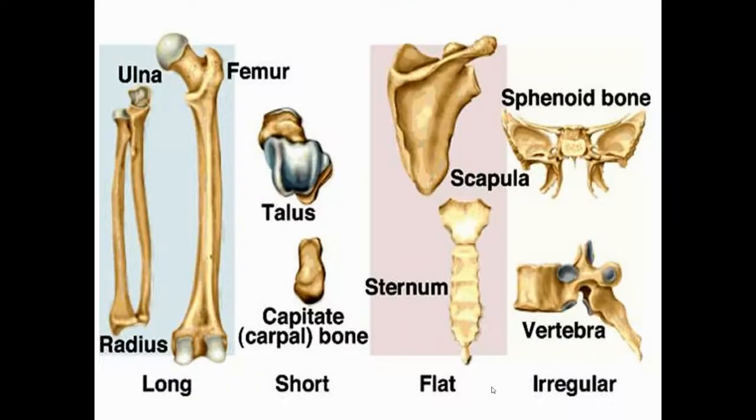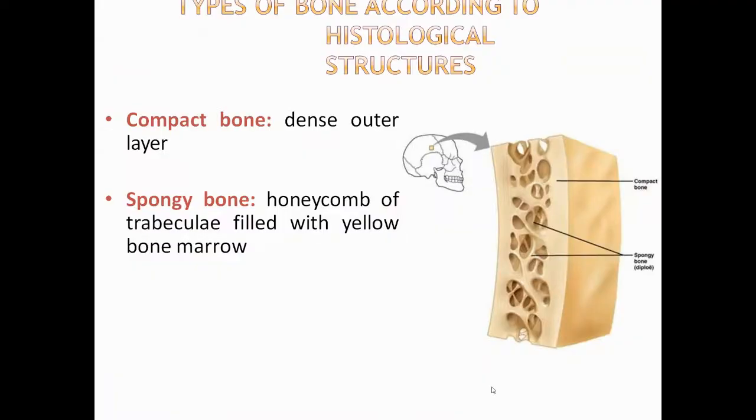Now we can see here in the picture, ulna, radius, and femur are long bones; talus, capitate, and carpal bones are short bones; scapula and sternum are flat bones; sphenoid and vertebra are irregular bones.